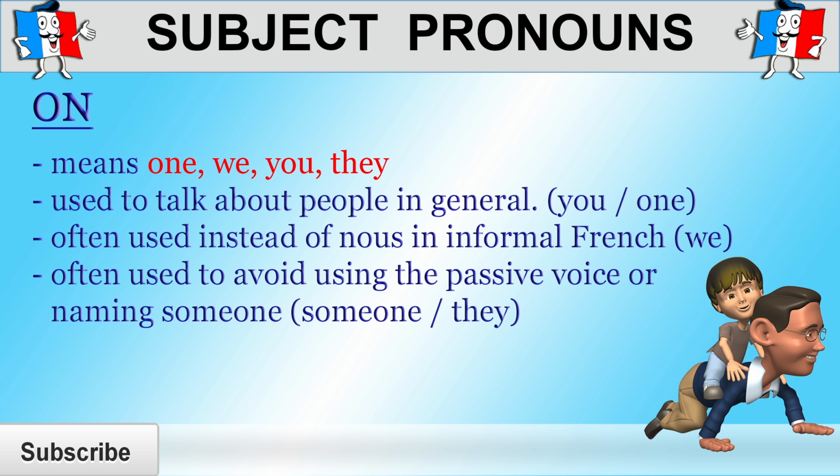And finally, on is often used to avoid using the passive voice or to avoid naming someone, in which case in English it would translate to someone or they. But on could only possibly mean they if the person being talked to doesn't know who they actually refers to. In other words, on can only mean they if they could be substituted for some people.